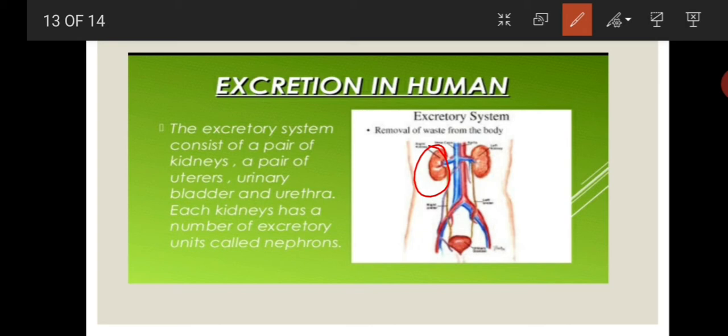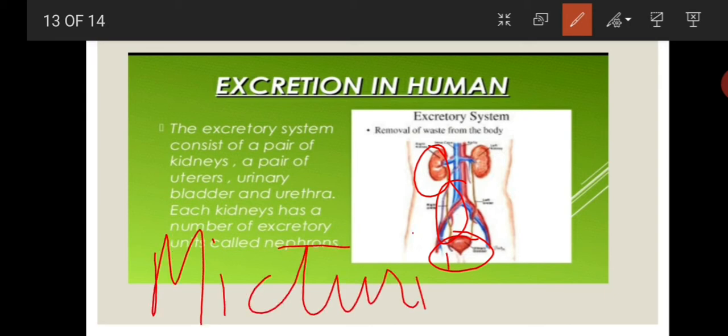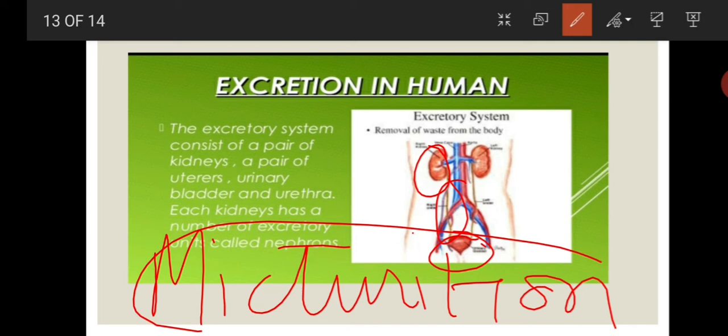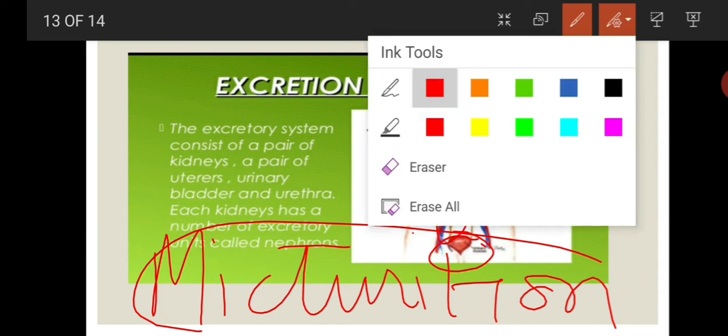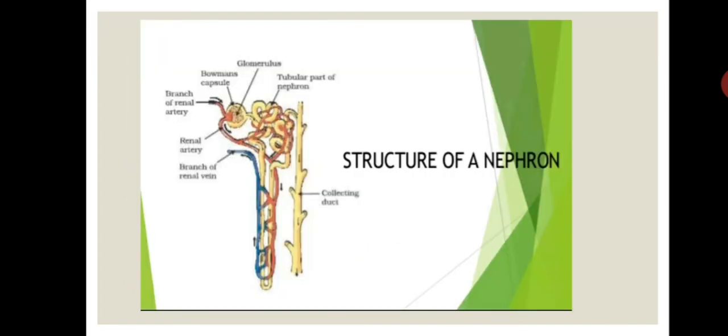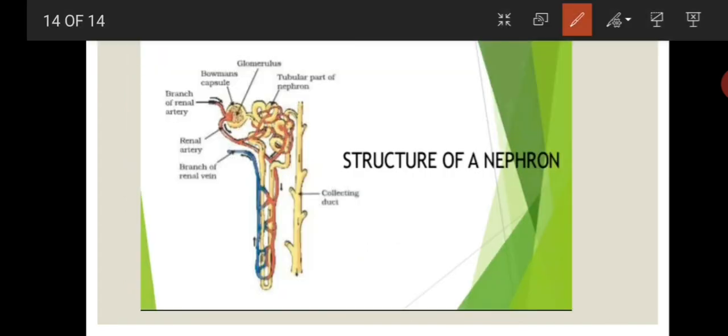And the urine that is formed is given into the ureter, from where it will be stored in the urinary bladder until it is passed out of the body by a process called micturition. Micturition is the process of voiding out urine from the urinary bladder. This process of micturition, students, is a nervous controlled action. Whenever the bladder is full, it signals the brain that it is time for micturition, and that's when we pass out the urine. Let us now discuss the structure of nephron in detail.